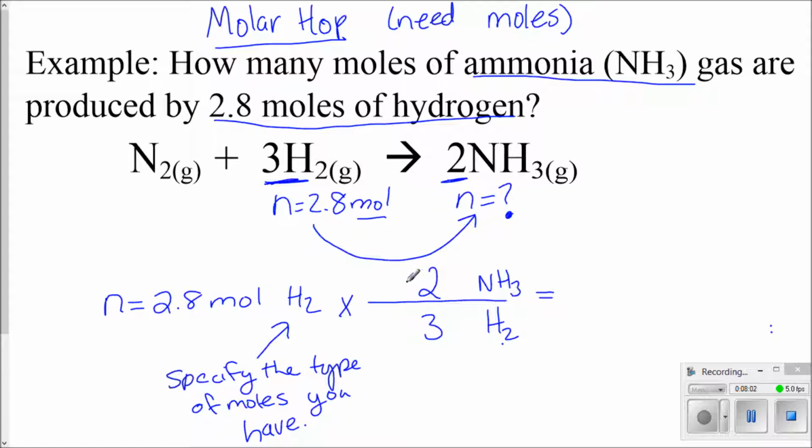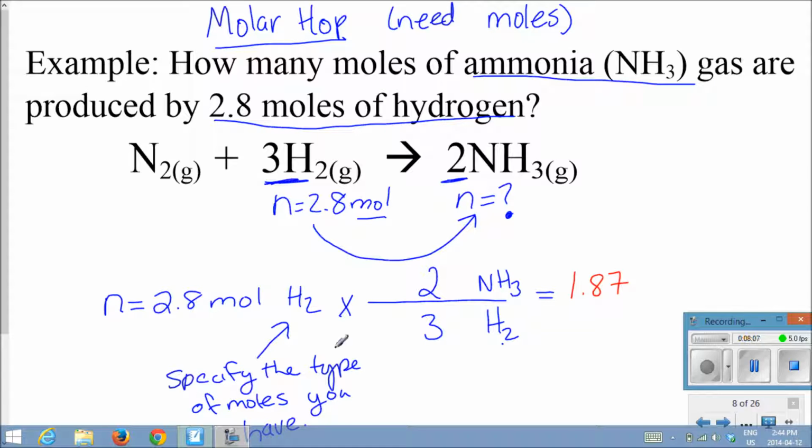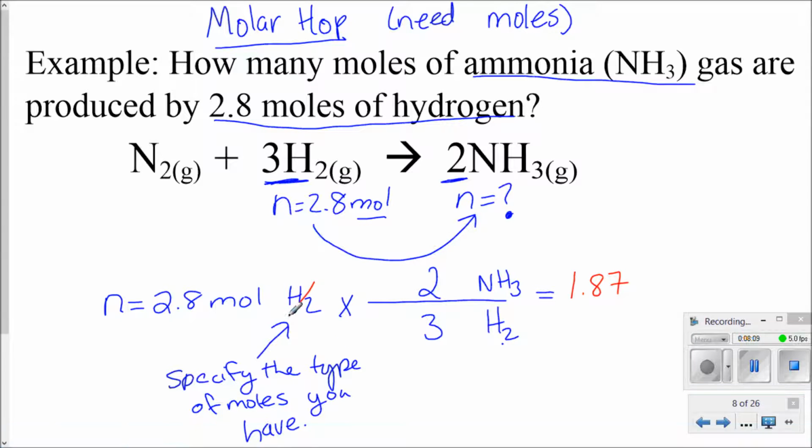We then just do some simple math. You multiply 2.8 times 2 divided by 3. The answer is 1.87. But take a look at my units. The units that we cancel always go opposite each other. The units you want go on top, so the units I want to cancel go on the bottom. And our new units are going to be moles, which carries over from the first one, of NH3.